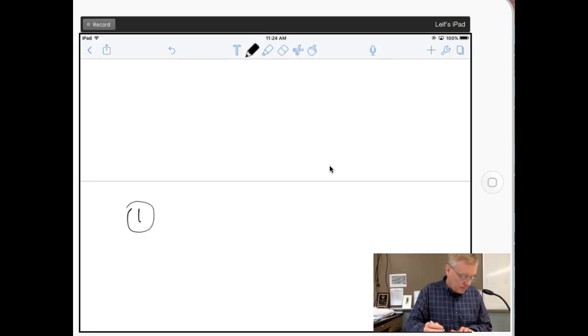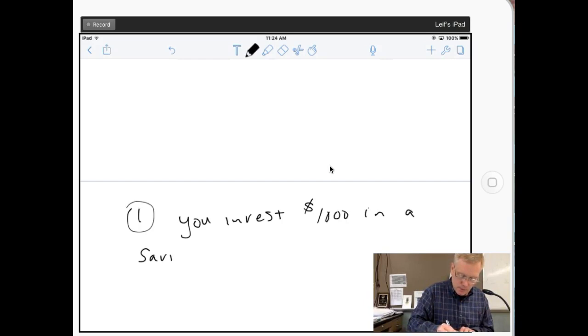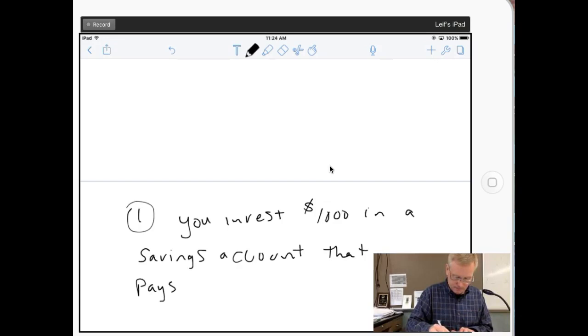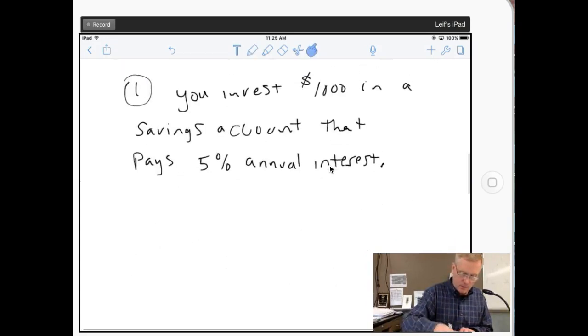The first one is you invest $1,000 in a savings account that pays 5% annual interest. How much money will be in the account after 6 years?